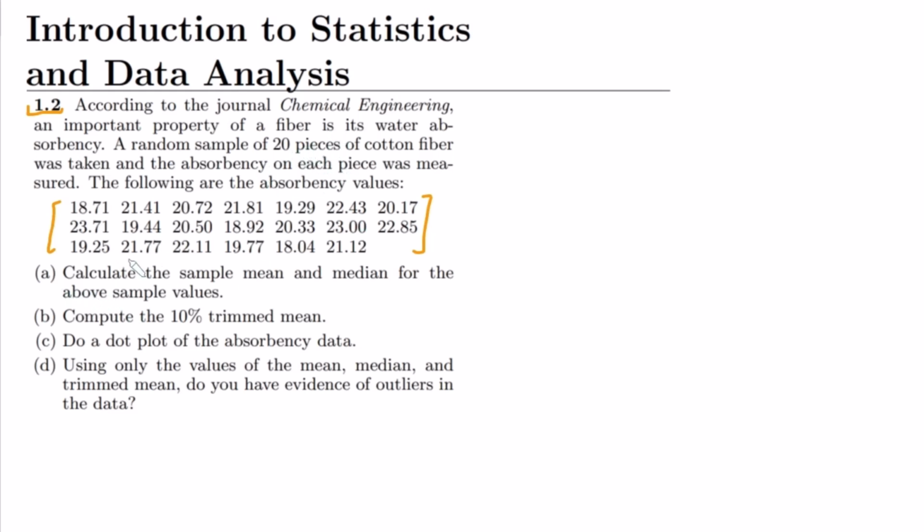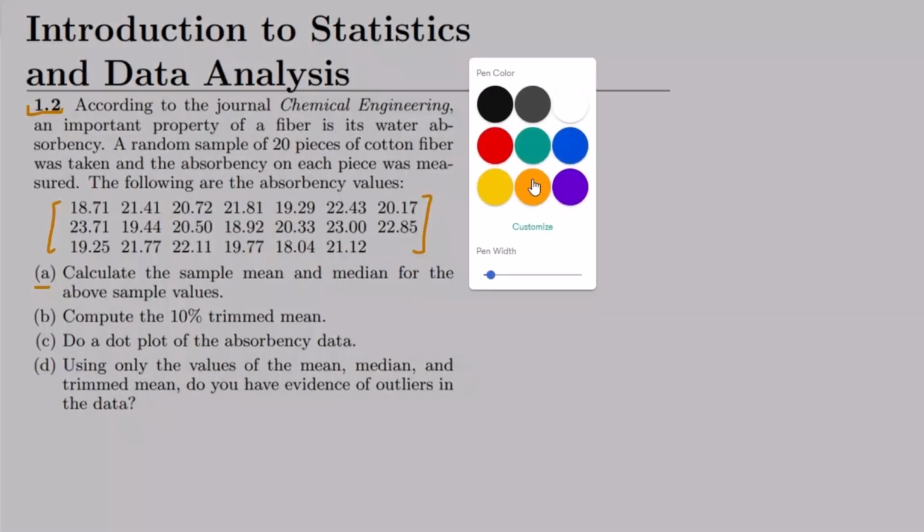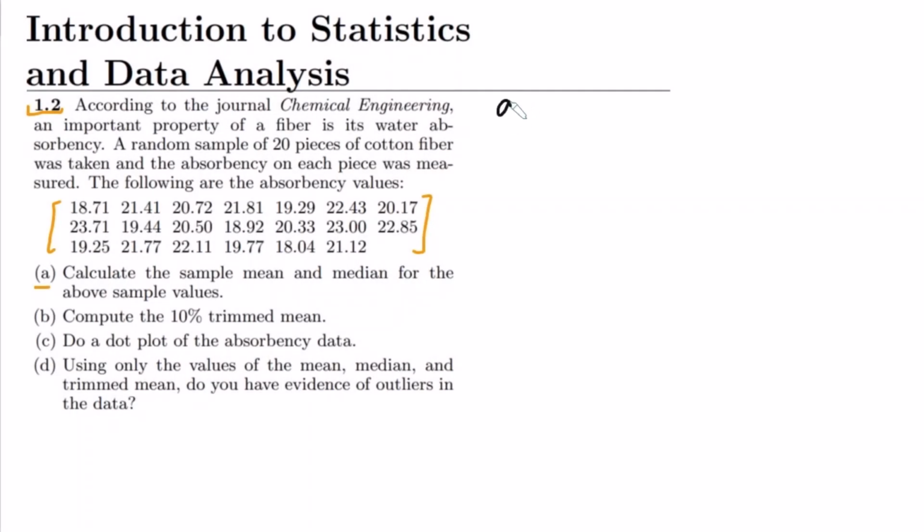Okay, so what are basically the questions? In part A, we have to calculate the sample mean and median for the above sample values. Okay, so this is part A. So let me start part A here, and here we have different values. So in order to find the sample mean, let me have here mean.